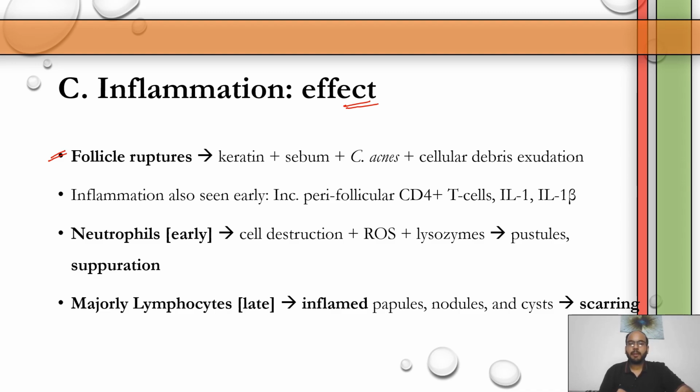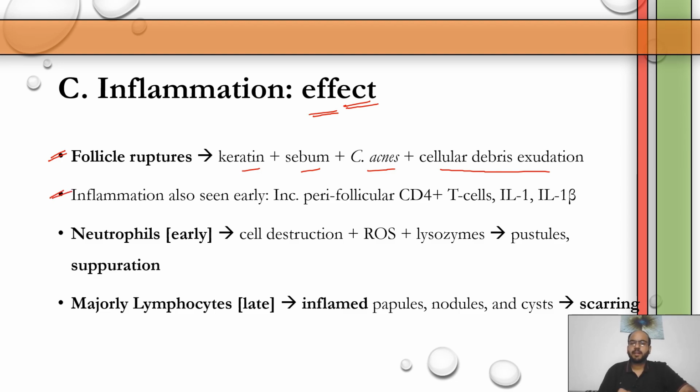When follicular rupture happens, keratin, sebum, Cutibacterium acnes, and the other cellular material are released in the surrounding area. When they're released in the surrounding area, there will be inflammation, because now the immunity knows that something is there which is not supposed to be there. Clear? So this is the effect of follicular hyperkeratinization.